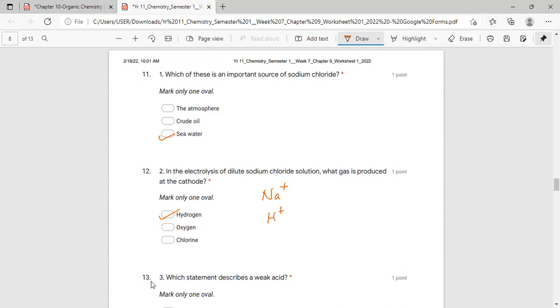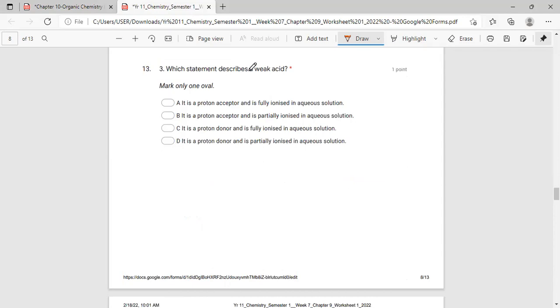The next one, which statement describes a weak acid? The answer is D, because the definition for acid is an acid is a proton donor. Acids are proton donors. Okay, and what's a weak acid? It is an acid that partially ionizes. That means all the particles do not split into ions. Let us say if there are 1,000 particles, only 4 will split into ions. Is that clear? So obviously acids are not proton acceptors. So A and B are totally out. So it is a D because it's a proton donor and it's also partially ionized.